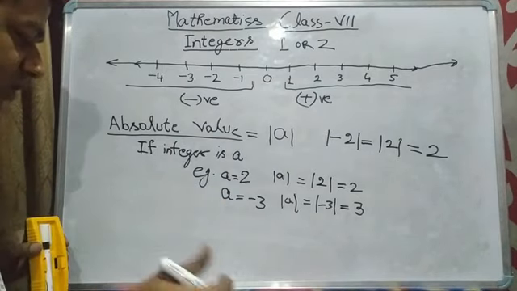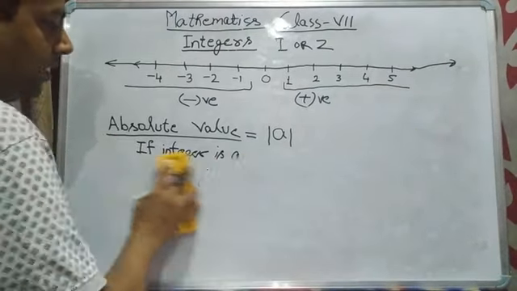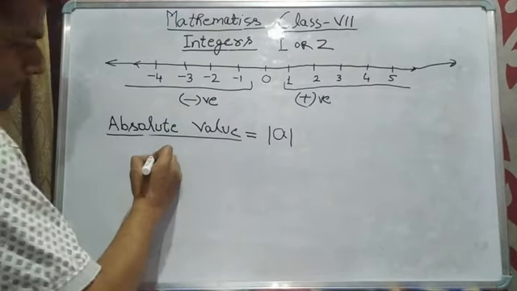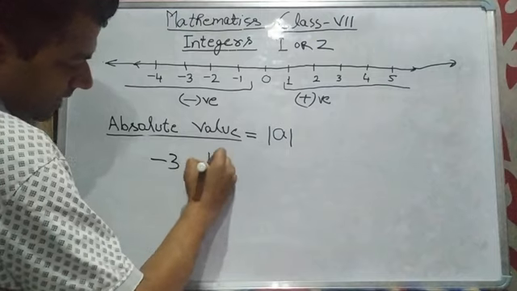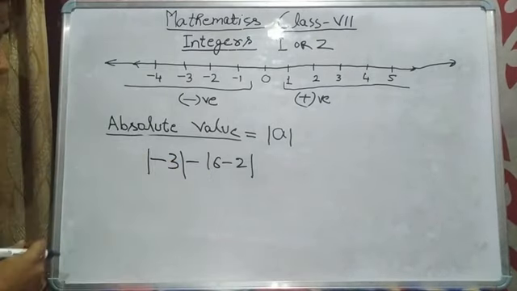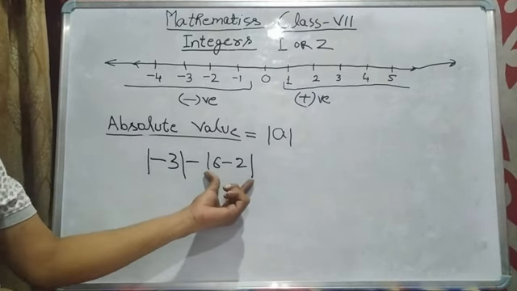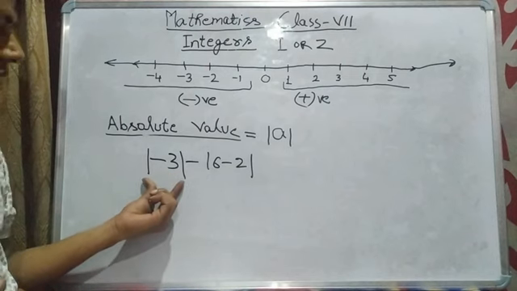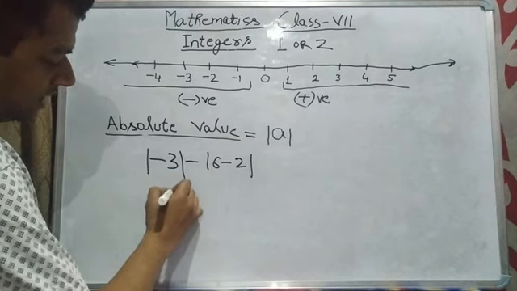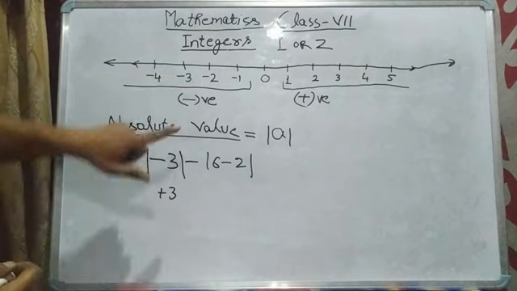Now a few questions we are going to take as examples related to absolute values. Minus 3, minus 6, minus 2 mod, and also minus 3 mod. See students, this is the modulus sign, the absolute value. The absolute value is also here. So find the absolute value. Minus 3 will become plus 3. We are solving this one. Now this minus sign.